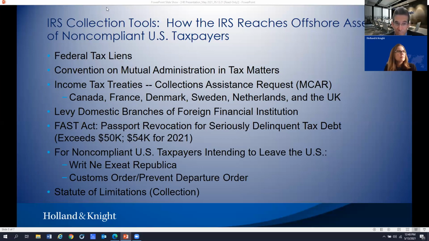I skipped over the Convention on Mutual Assistance in Tax Matters. We have these agreements as well. There's many, many jurisdictions around the world that are parties to this, and that also has collection provisions that require each jurisdiction to help the other.